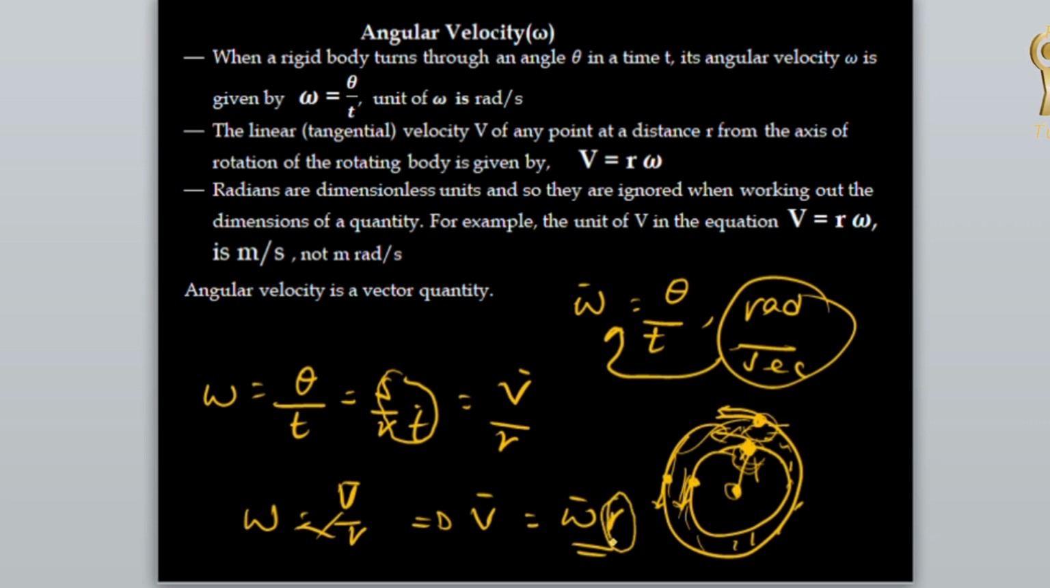If the particle is far apart from the axis of rotation, it has the larger tangential velocity.